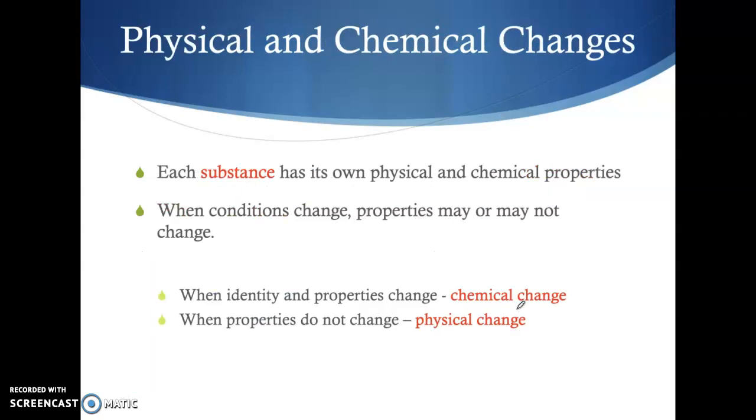It will kill them. So physical and chemical changes, each substance has its own set of properties, and when the conditions change, these properties may or may not change. Okay, so if I were to add heat to an ice cube, it would melt. If I add heat to a log, it will burn. So when the identity and the properties change, that's a chemical change that's occurring. When the properties do not change, it's physical change. So it's all about, is the substance the same thing? And that's really all the question that you'll be asking as you go through this.